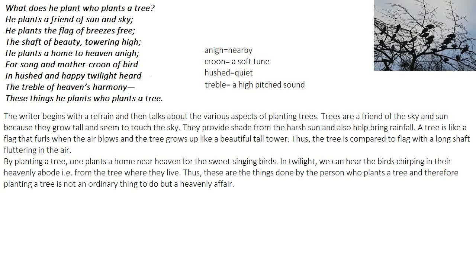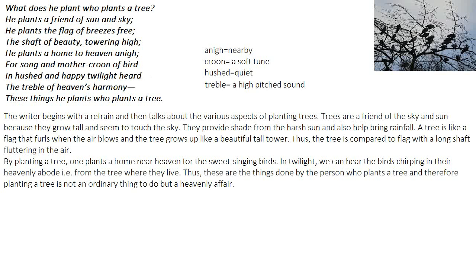Okay, so now by planting a tree, he's planting a home near heaven. To heaven and I means near heaven, near the sky. Okay, so one who is planting a tree is planting trees for the sweet singing birds near the sky. Okay, so all these last lines, he plants a home to heaven and I, for song and mother croon of bird, they have to be read in continuity. Okay, so they are not different lines, but lines which follow one after the other. Okay, so one who is planting a tree is planting a home to the various beautiful singing birds near the heaven.